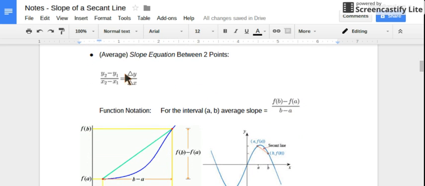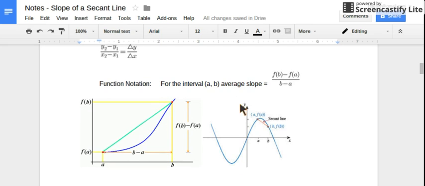In pre-calculus, we took that equation and we just made it fancier by using different notation. It didn't change the meaning of it, just the notation used. So y2 became f of b, y1 became f of a, x2 became b, x1 became a. And here's where that came from.